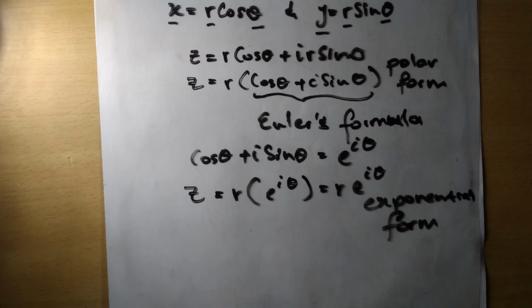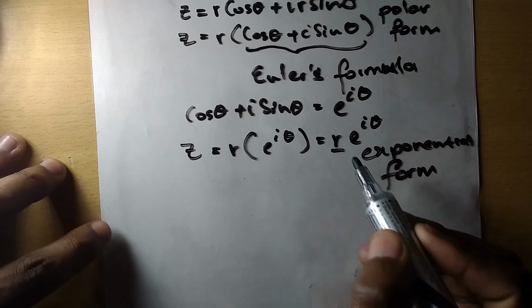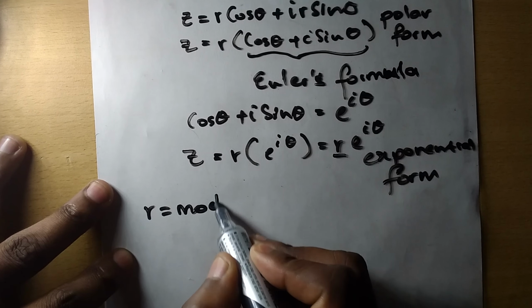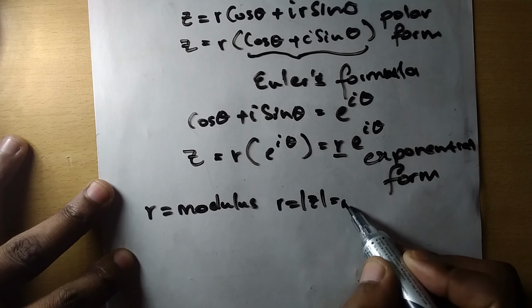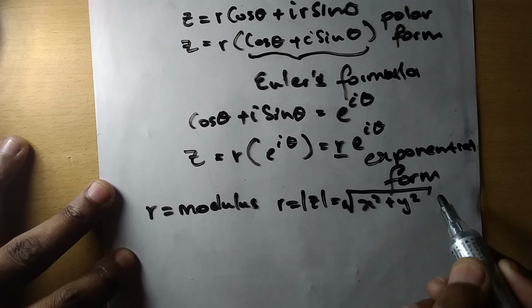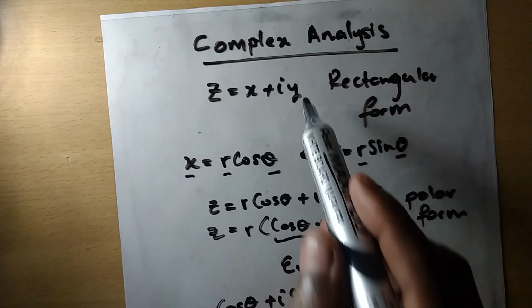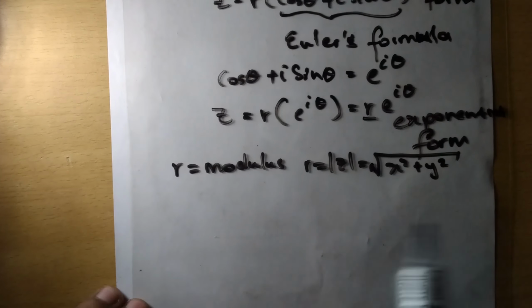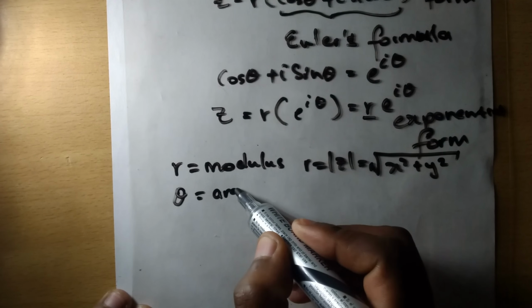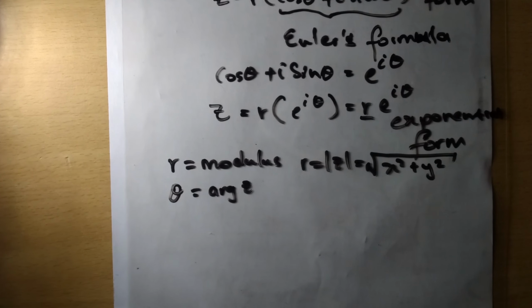Now in exponential form we have this r, which is called the modulus, and the modulus is given by r equals the absolute value of z, which is the square root of x squared plus y squared. They come from our complex number here. Now that is our modulus, and we have this theta, which is called the argument of the complex number.